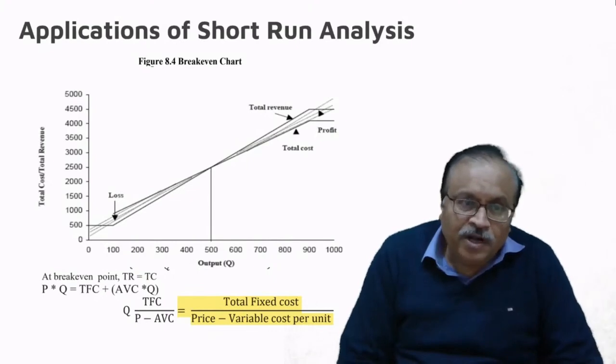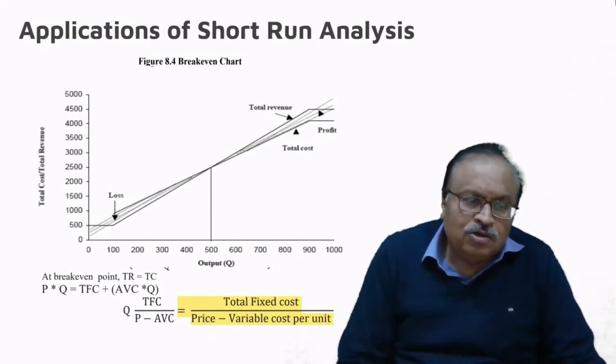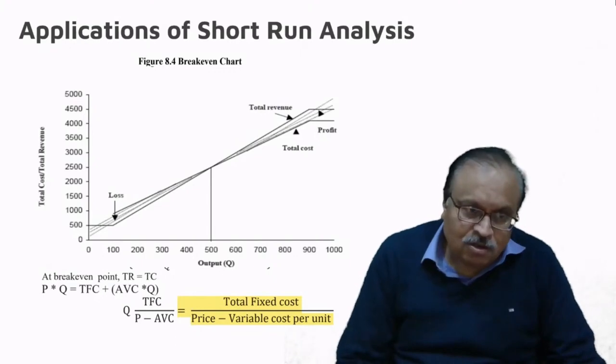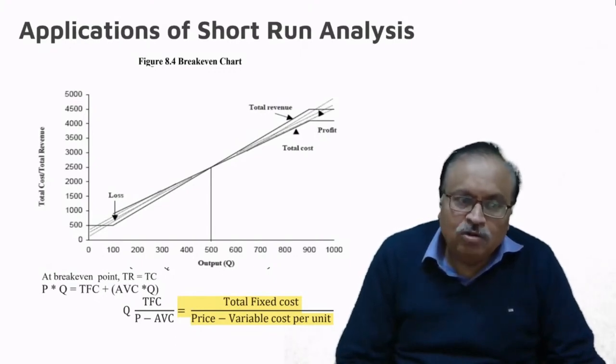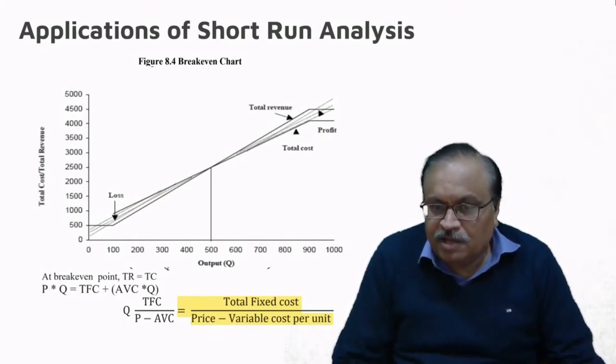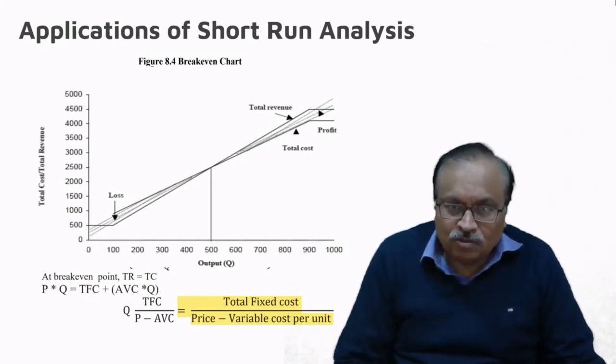At the break-even point, total revenue is equal to total cost. P into Q is the total revenue, that is price multiplied by quantity. That is equal to TFC, total fixed cost, plus AVC, average variable cost, multiplied by quantity. So total fixed cost divided by price minus variable cost per unit is what the break-even point is known as.